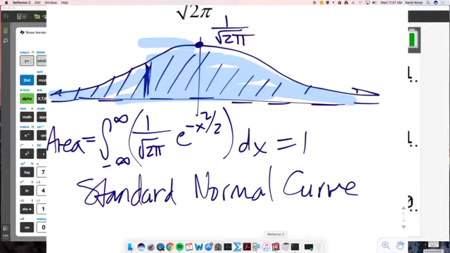And because 1 translates to 100%, that's 100% likelihood. So that's why it was normalized. That's what it means, so that the area, it was adjusted so that the area under the curve would equal 1. And it is the bell curve. It's also known as the bell curve because it looks like a bell, right?